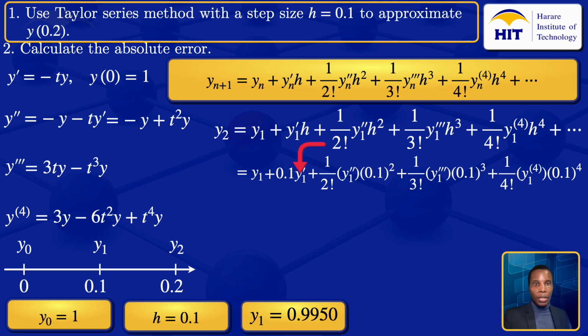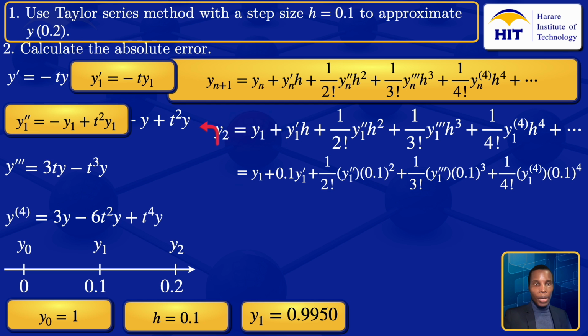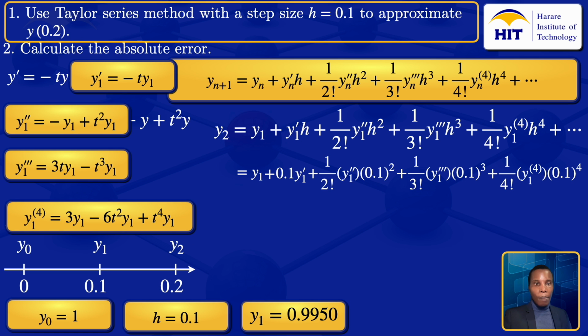But on this part where we are having y1 prime, y1 double prime, we get it from this equation. So we have y1 prime is equal to minus t times y1. And for y prime prime 1, we get it from this equation, and it will be y prime prime 1 is equal to minus y1 plus t squared multiplied by y1. And for the third derivative at y1, it will give us 3t multiplied by y1 minus t cubed multiplied by y1. And for the fourth derivative, we use this equation here. So we'd have 3y1 minus 6 times t squared y1 plus t to the power of 4 multiplied by y1.